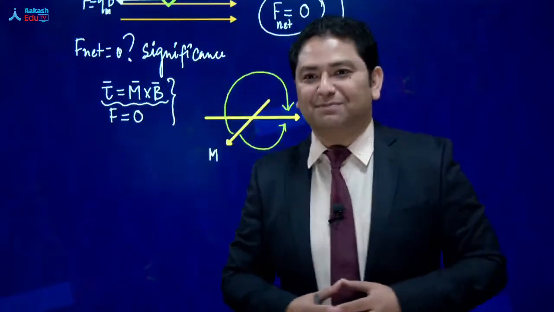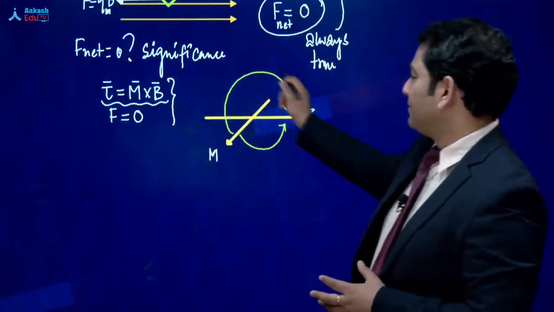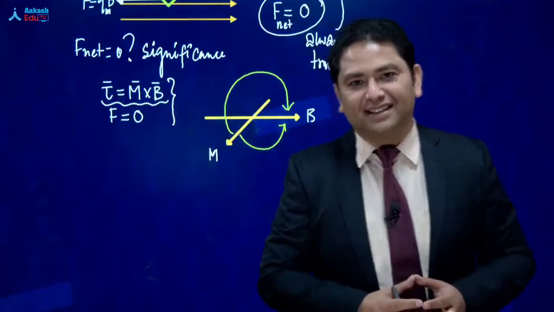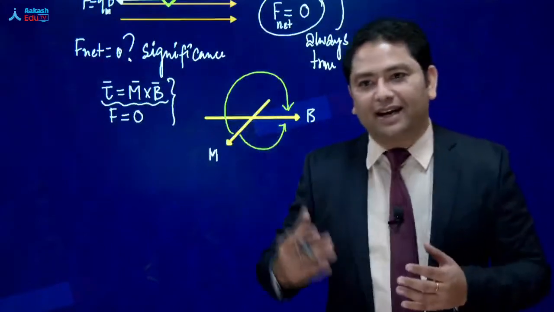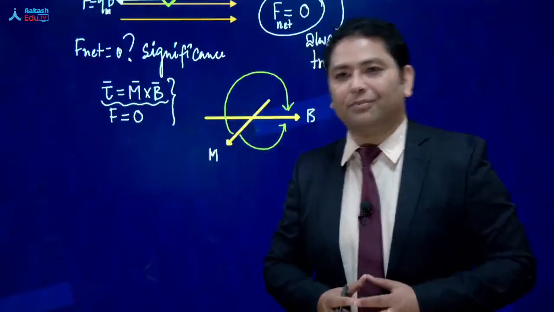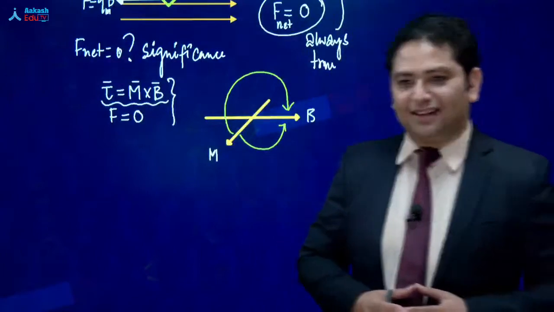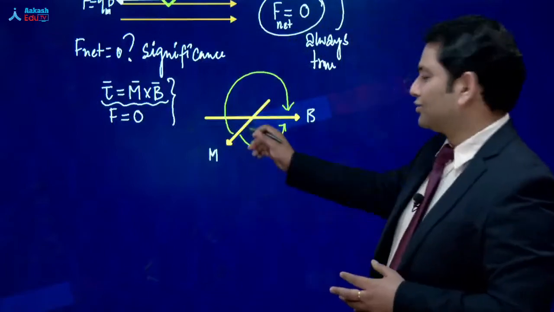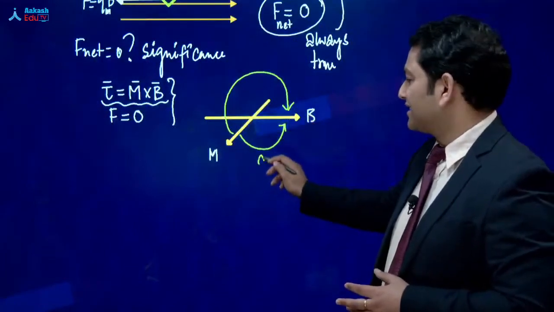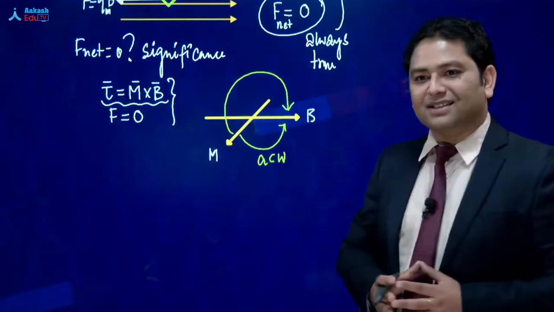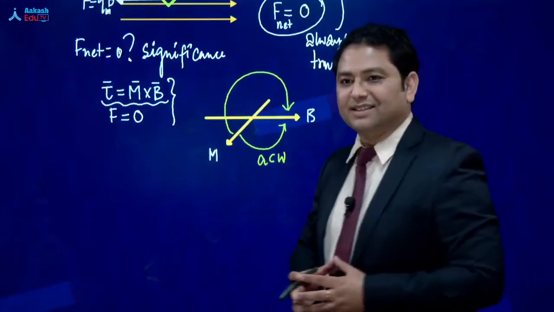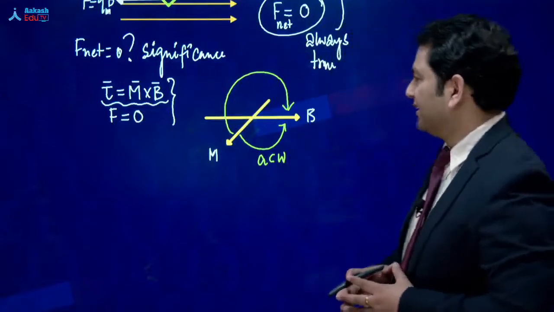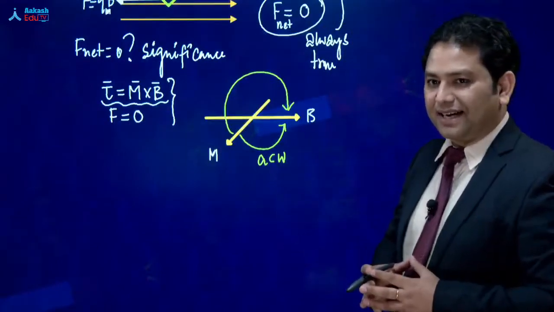Because m cross B, see there are two options. Either move m towards B this way or that way. But the rule of vectors says you need to go through the smaller angle. Momita says anti-clockwise. Let's see. Yes, it is correct, because we need to go through this smaller angle. So yes, this will be anti-clockwise. So that's perfectly fine. In this way, you are going to calculate that.